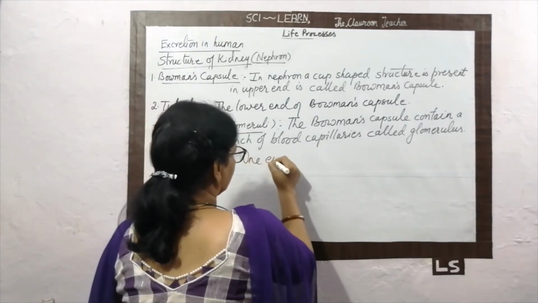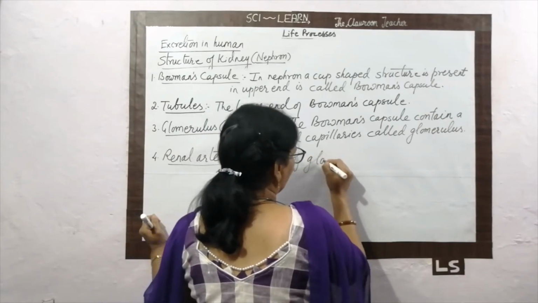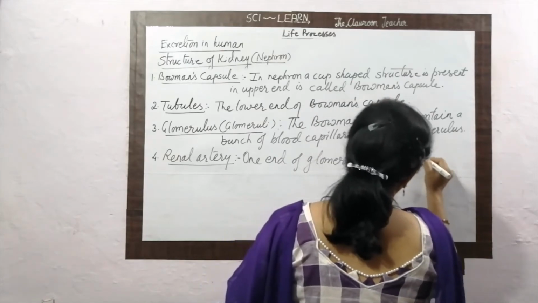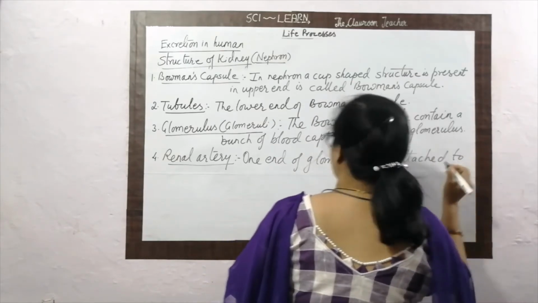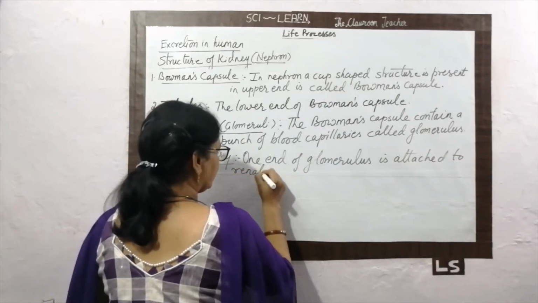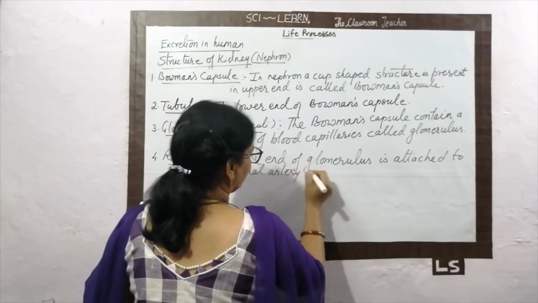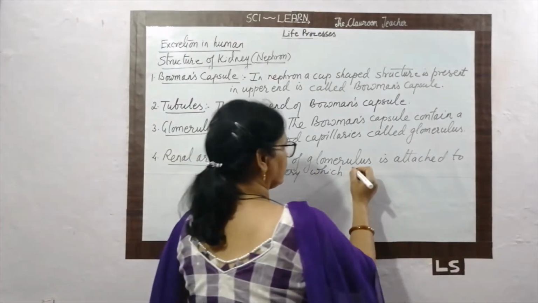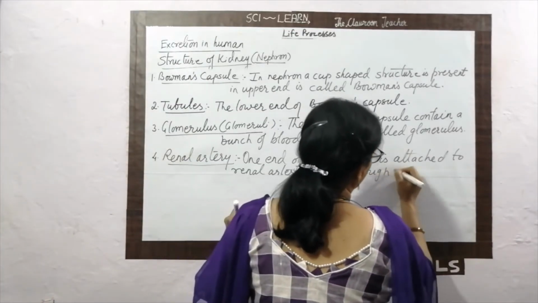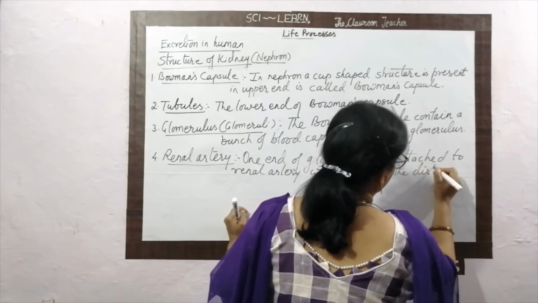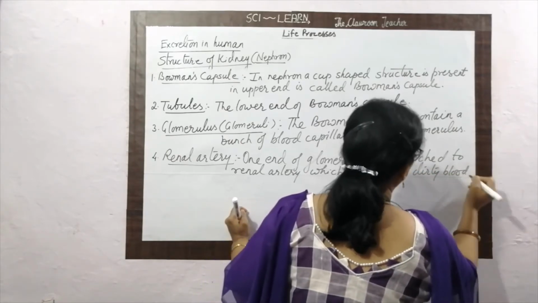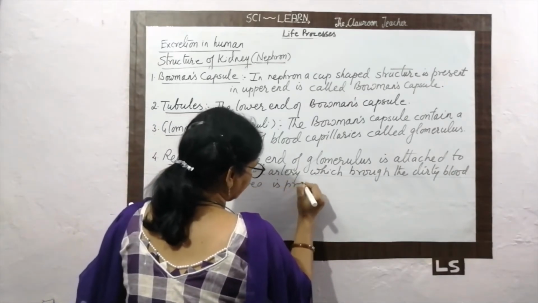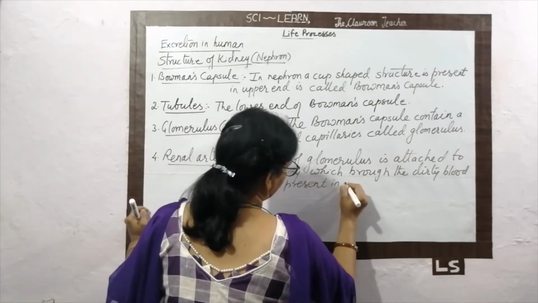One end of the glomerulus is attached to the renal artery, which brings the dirty blood. Dirty means the presence of urea. Dirty blood means urea, the waste, is present in it.